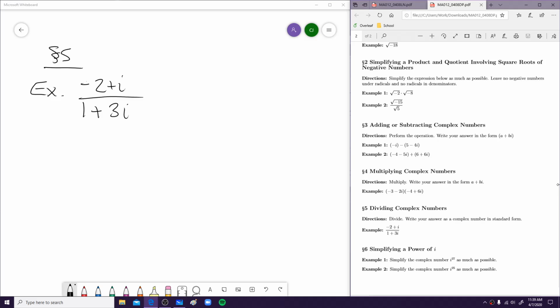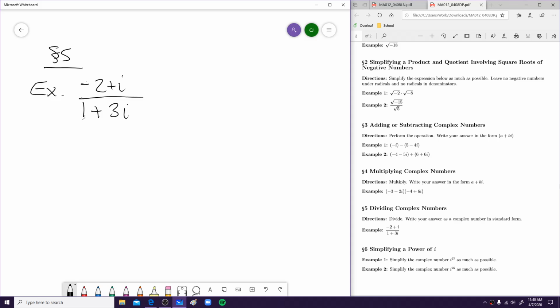So we've learned how to add and subtract complex numbers. We learned how to multiply complex numbers. So what's next? We're now going to learn how to divide complex numbers. So for this section, our example, we want to divide -2 plus i by 1 plus 3i.